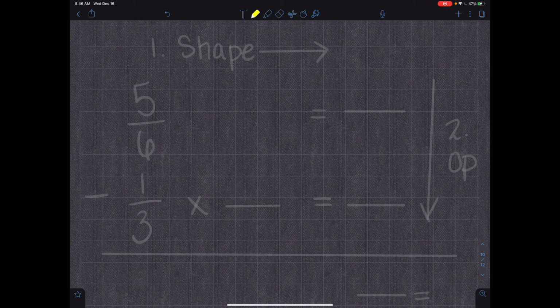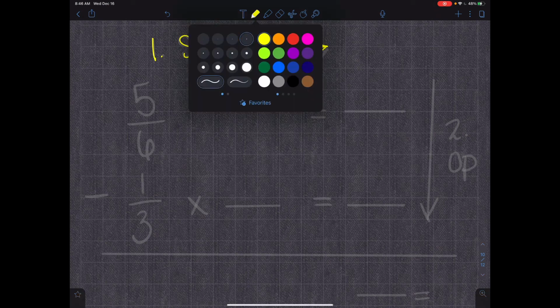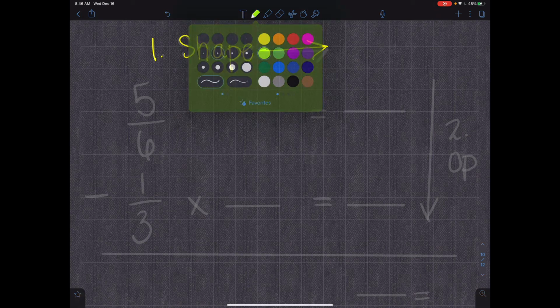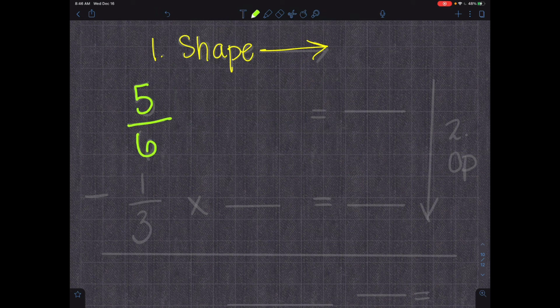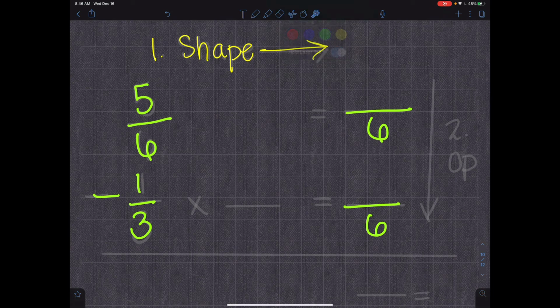So step 1 is to put it in the right shape. Let's use the SHOPS rule. Let's go shopping. So the shape, let's do this color. We've got 5/6 minus 1/3 that we got to do. And the common denominator is going to be 6. So it's going to be something over 6, something over 6. So let's do this, okay? What do we need to multiply? Let's start at the bottom this time. Why not? What do we need to multiply the 3 by to get a 6? Okay, we're going to multiply it by 2.